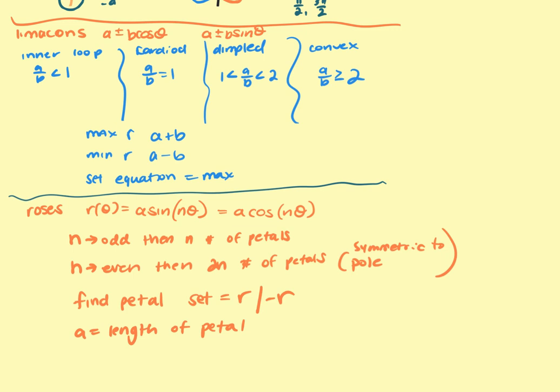What is negative? It just tells you if your little inner loop is at the top or the bottom, or the right or the left. That's all. But you can find it by setting it equal to the max. Yeah, I would say that's the easiest.